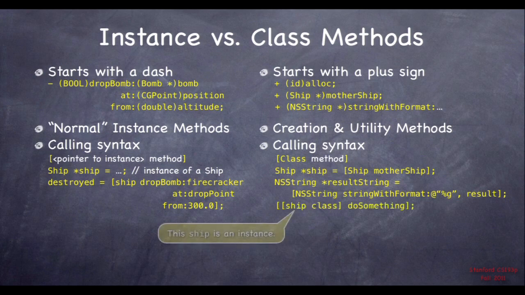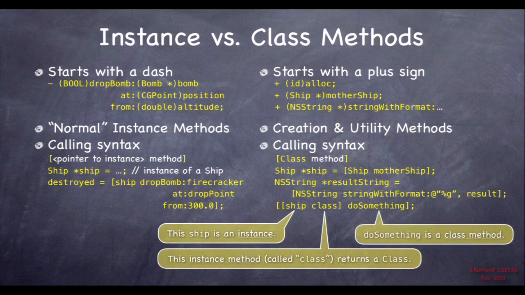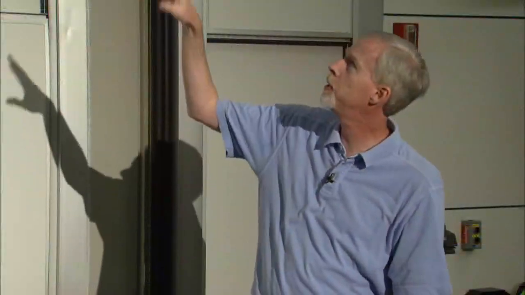The other way is you can send a message to an instance called class. There's a special method that you can send to an instance called class, and it will return that instance's class. And then you can send class methods to that. So for example, here we have ship class do something. Do something is a class method. Ship is an instance pointer, a pointer to an instance of a ship. Class is a method we send to the ship to get its class. And then we can send it do something. Everyone got that? So those are the two ways you can specify what class you want to send the message to.